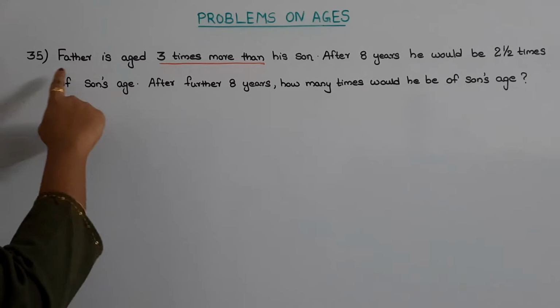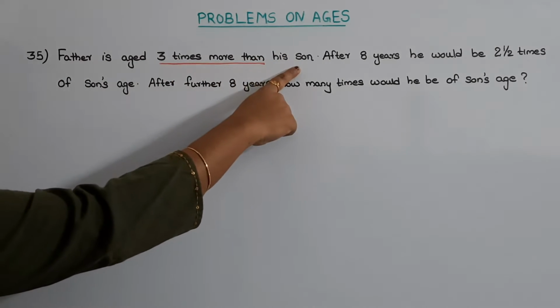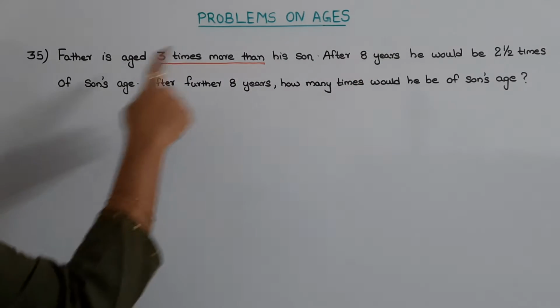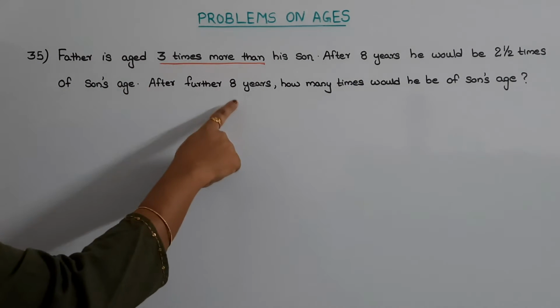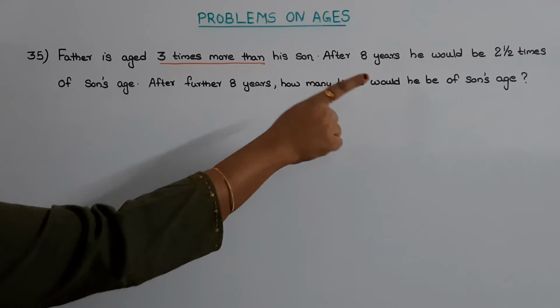The 35th question is: father is aged 3 times more than his son. After 8 years, he would be 1/2 times of son's age. After further 8 years, how many times would he be of son's age?